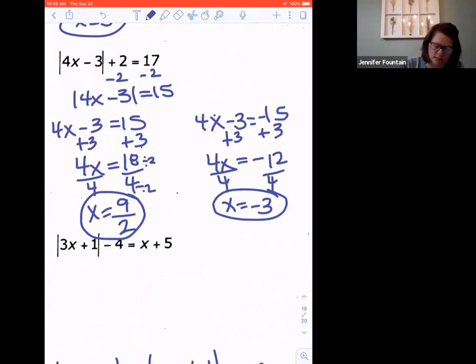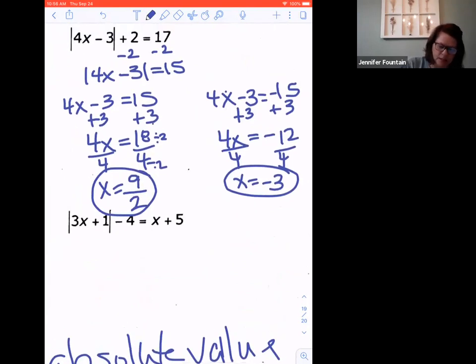All right, the last one. The absolute value of 3x plus 1 minus 4 equals x plus 5. I've got variables on both sides, but that does not change what I do here. I'm still going to go step 1, isolate the absolute value. Step 2, set up 2 equations.